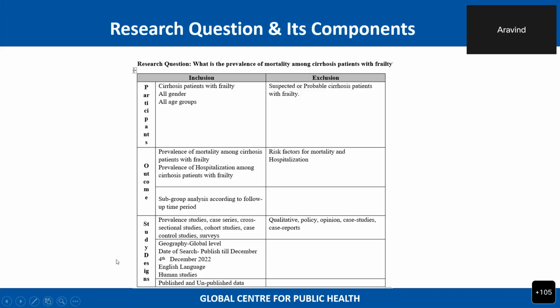And lastly, like I was saying, your study designs. What are all the study designs I'll be including? We included all the study designs: prevalence studies, case series, cross-sectional, cohort, case control, and surveys. Here we have mentioned cohort studies and case control because even though they are following up, we'll be taking only the arm which has frailty patients. So in that aspect, we have included cohort studies here. However, in exclusion, as you can see, qualitative, policy, opinion, case studies, and case reports were excluded because to have a prevalence study, I need a denominator, which is not possible in case reports. So these are the components of PICO, or PO, in the context of prevalence or descriptive studies.